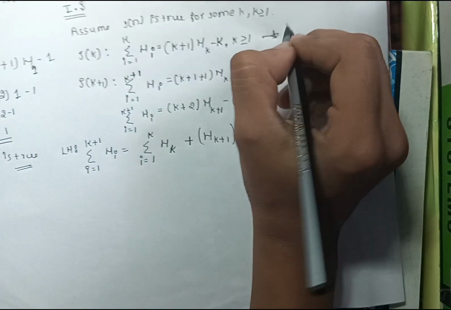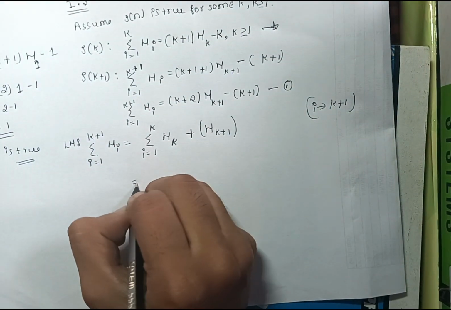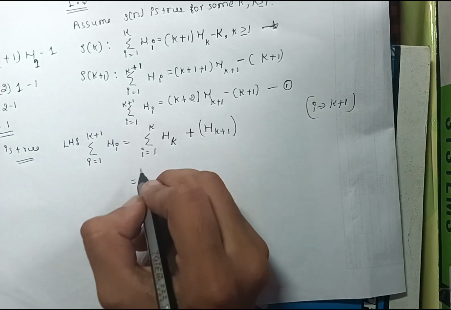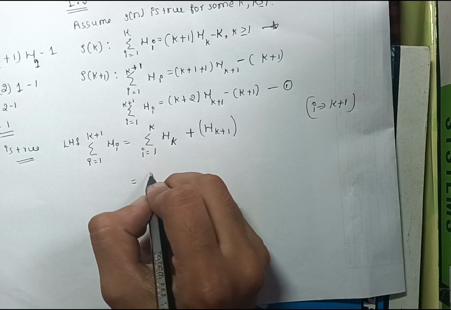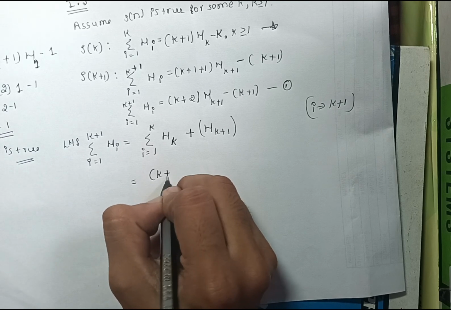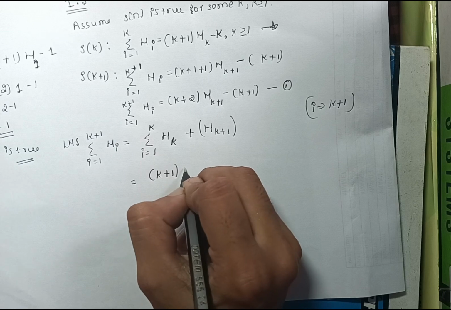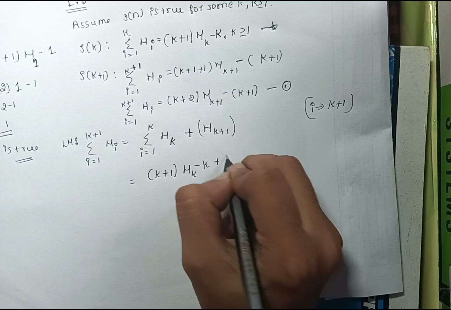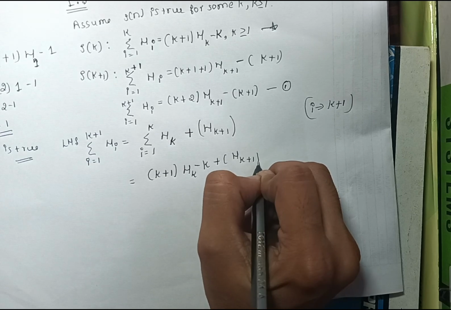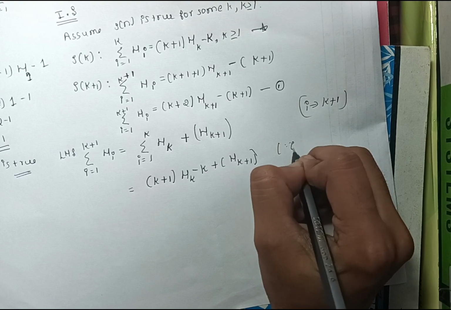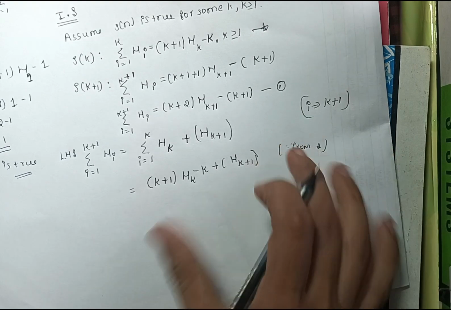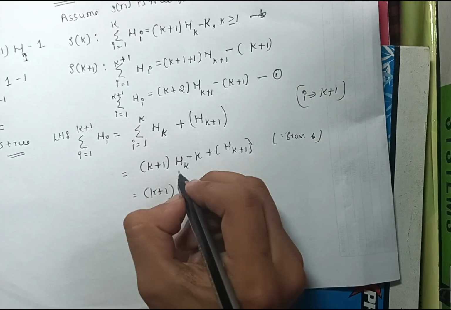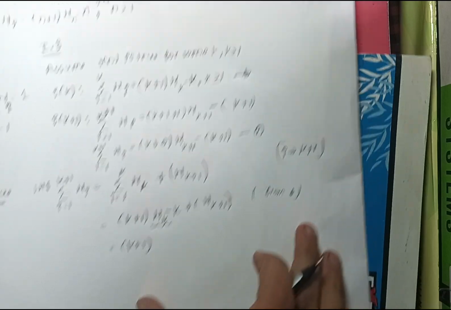Take this sum as star. What is this summation of hi from 1 to k? That is nothing but (k plus 1) into h of k minus k from star, plus h of k plus 1. Now, we have to find what is h of k.